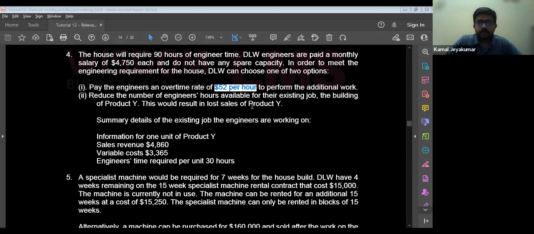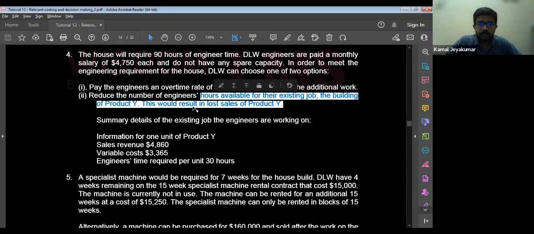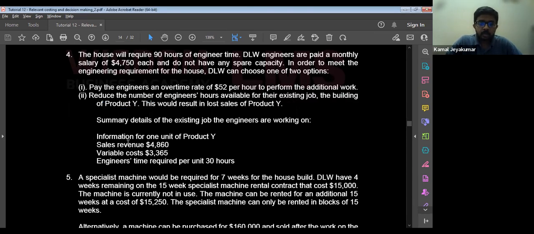Otherwise, if you transfer people from product Y, then you will lose contribution. Now, per unit of product Y, you need 30 hours to make. Engineer's time required per unit is 30 hours. For this housing project, you need 90 hours. So how many products of Y can you make in 90 hours? 3 units, right? Because one takes 30 hours.